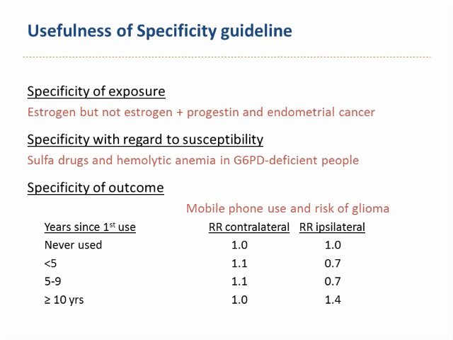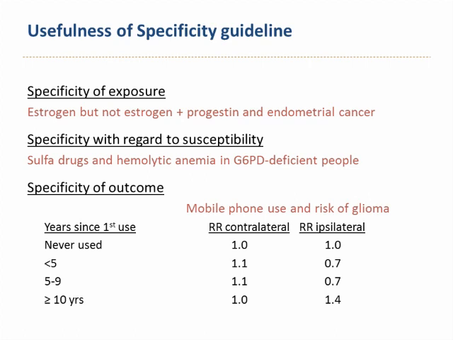Finally, we may think about specificity in terms of outcome. If we think about the question of whether mobile phone use increases the risk of brain cancers or gliomas, we might think about looking at the duration of cell phone use and the development of gliomas, but we would consider looking separately at gliomas on the contralateral side, that is the side opposite the side that the person usually holds a cell phone to their head, versus the ipsilateral side, or the same side that they would hold the cell phones to their heads.